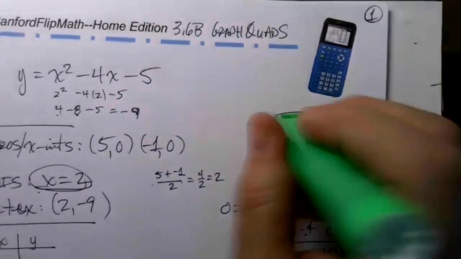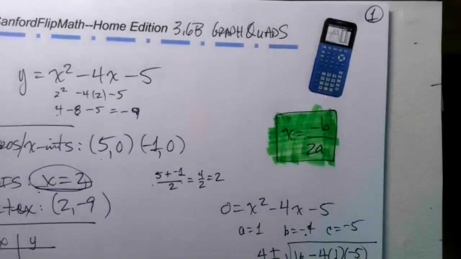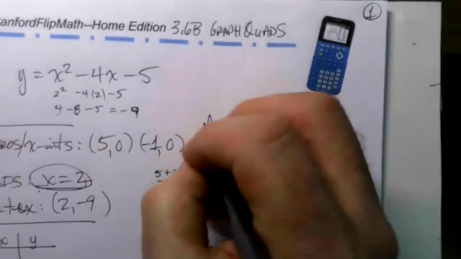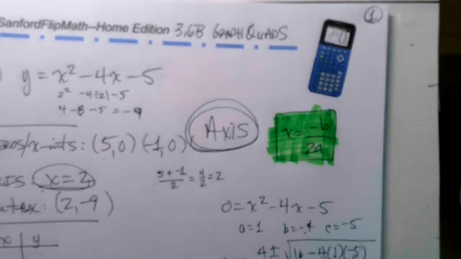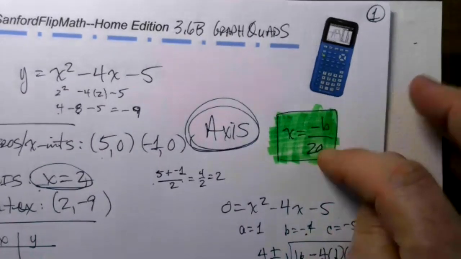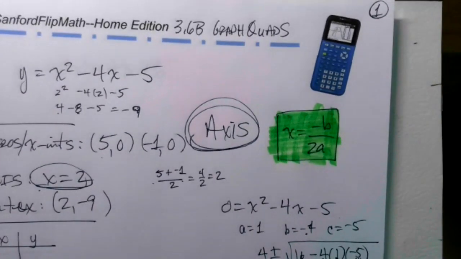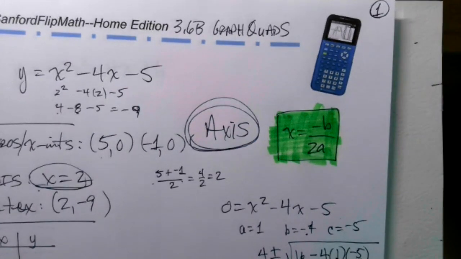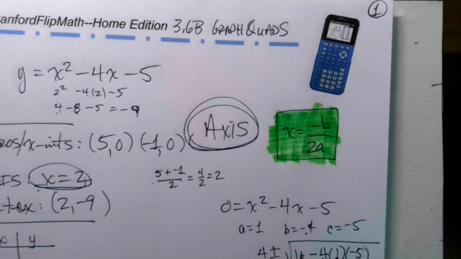Now, this does not find solutions. This does not solve quadratics. What this finds is the axis of symmetry. That's all this is used for. But again, it's that idea that negative b over 2a is halfway between negative b plus or minus the square root of b squared minus 4ac all over 2a. This is halfway between both of those, the plus or the minus.